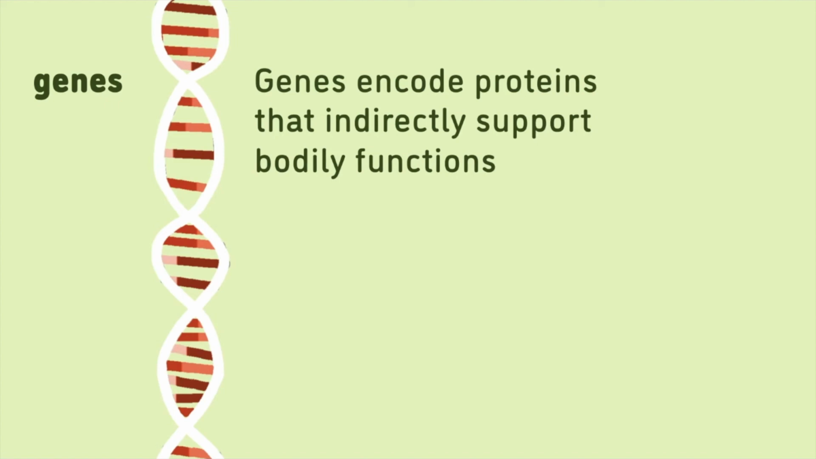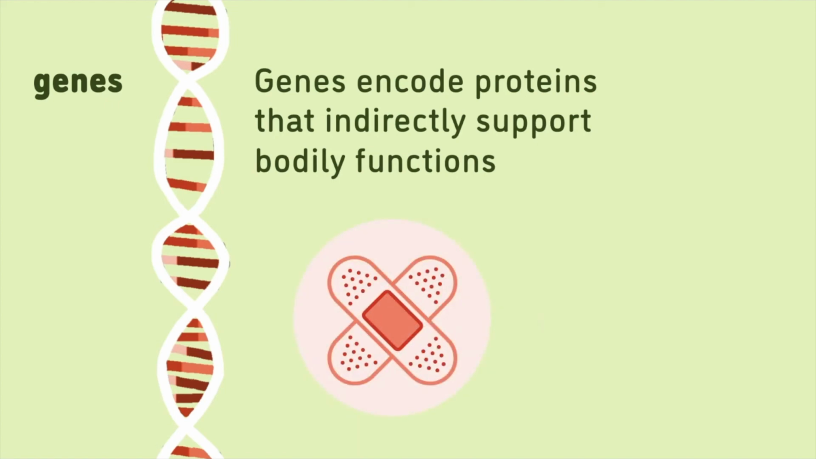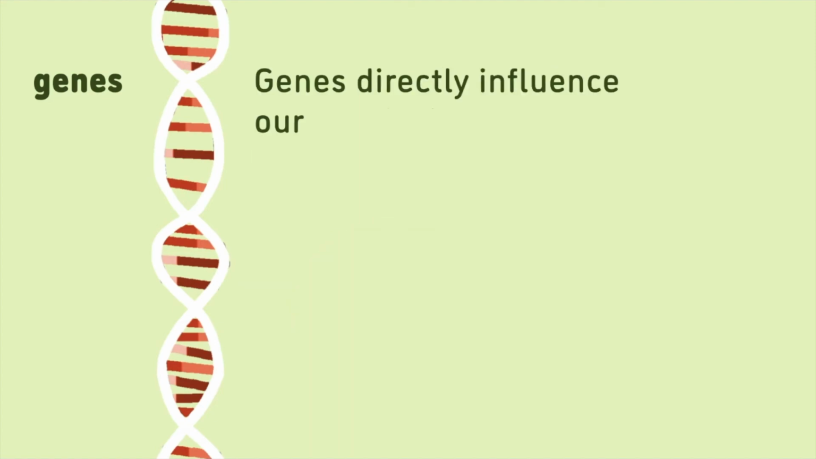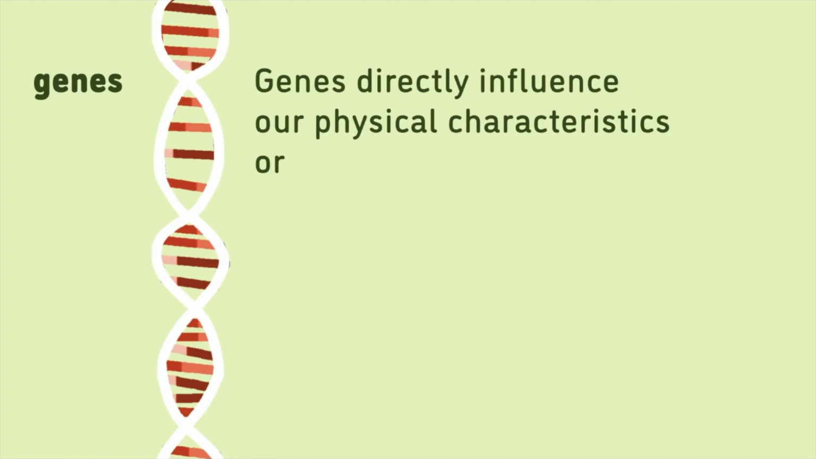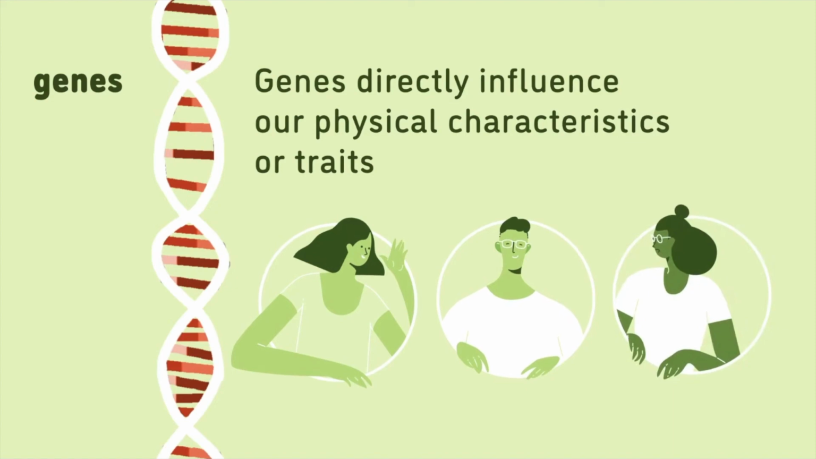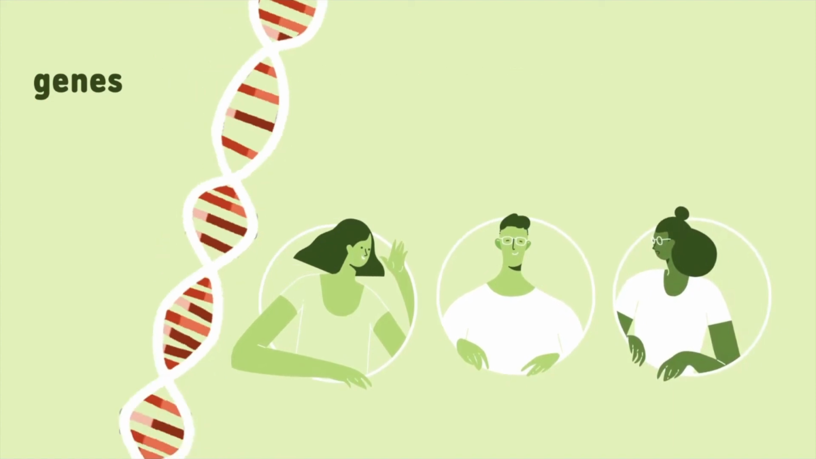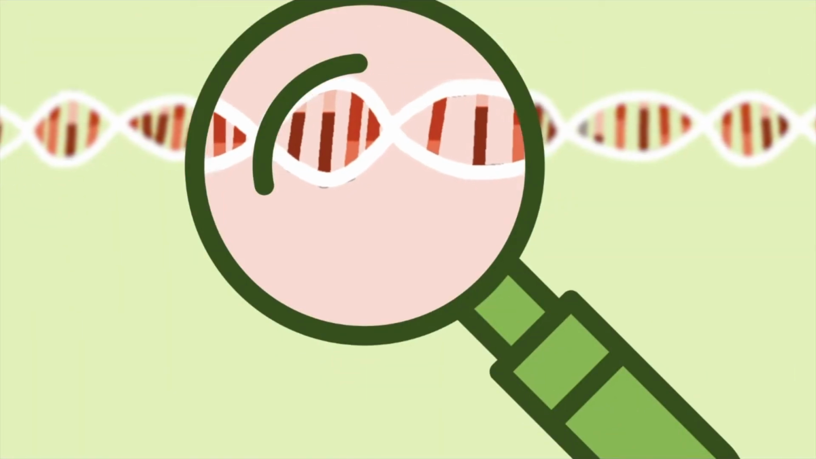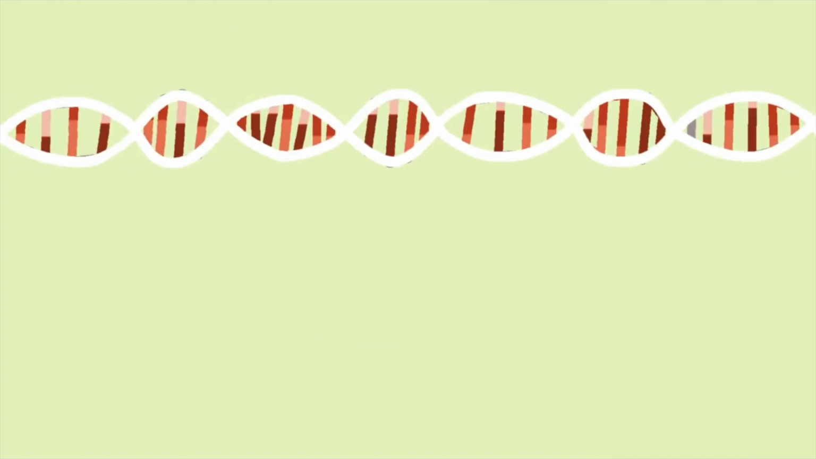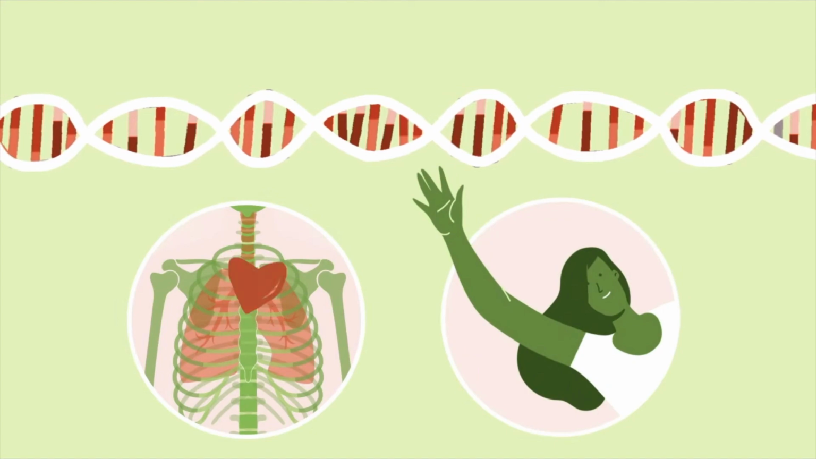This could be by helping the immune system to respond to injury or to assist blood flow through our circulatory system. And lastly, genes directly influence our physical characteristics or traits like physical quirks, hair color, eye color, skin tone, and more. As you can see, each unique combination of genetic code is responsible for everything in our bodies, from internal operations to the way we look.